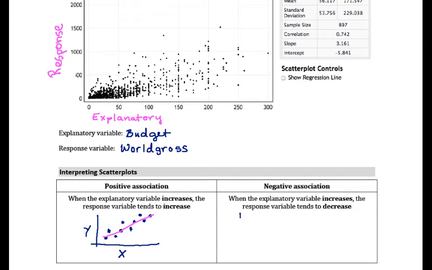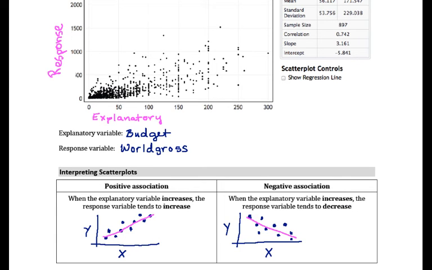A negative association would look like this. We have our explanatory variable x and our response variable y, and as x increases, y tends to decrease, so we get something that, as we read from left to right, looks like it's following an approximately decreasing pattern.